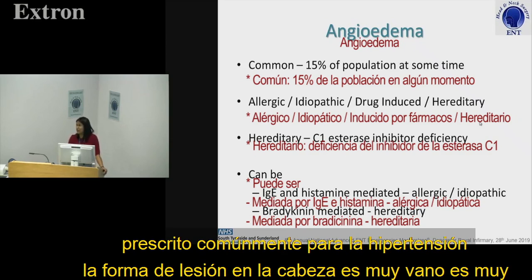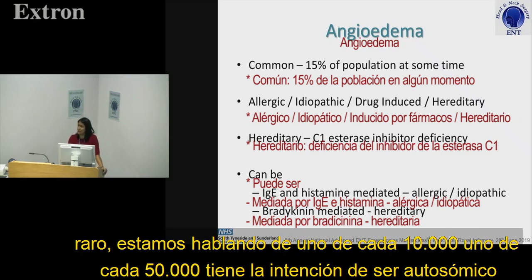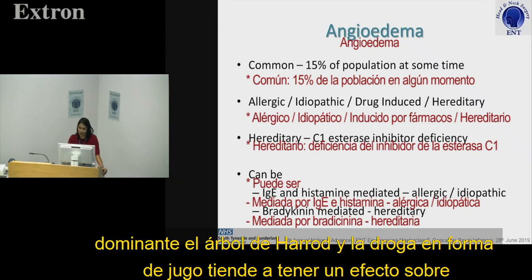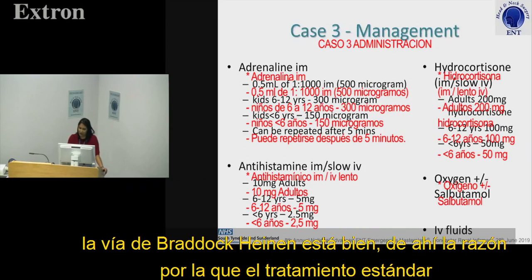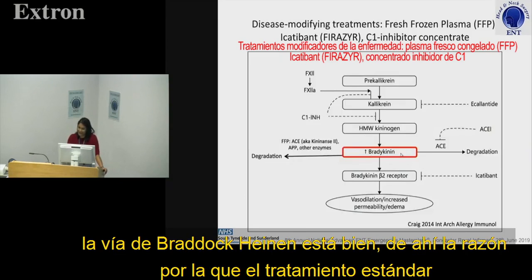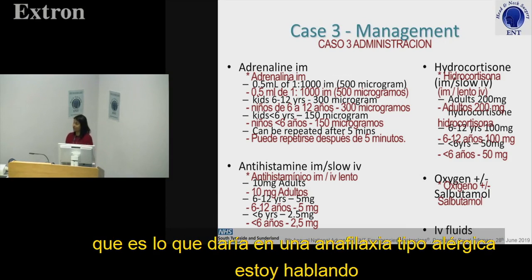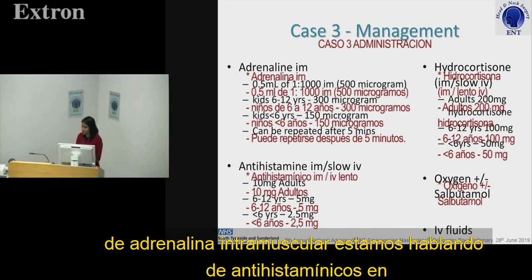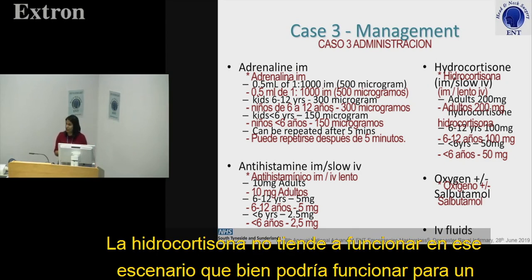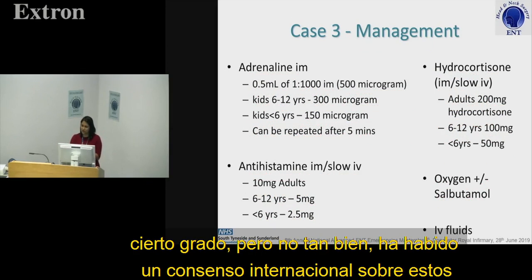The hereditary form is very rare. We're talking about 1 in 10,000, 1 in 50,000, and tends to be autosomal dominant. The hereditary and the drug-induced form tends to have an effect on the bradykinin pathway, okay? Hence, the reason why the standard treatment, which is what you would give in an allergic type anaphylaxis, I'm talking about adrenaline intramuscular, antihistamines and hydrocortisone, don't tend to work in that scenario that well. It might work to a certain degree, but not that well.